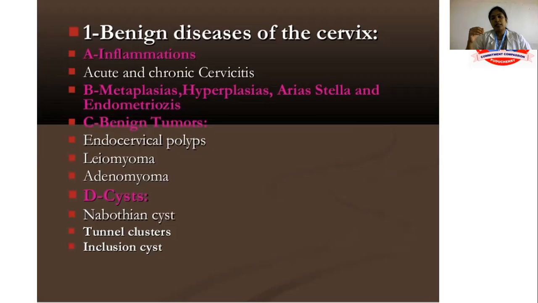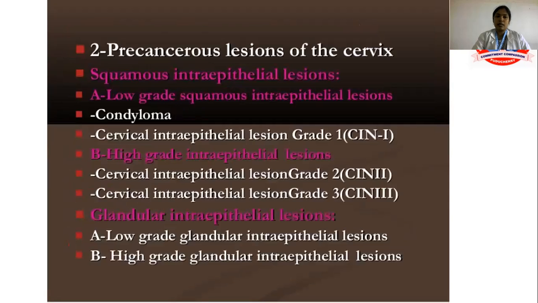Then you have metaplasias. What is metaplasia? Metaplasia is nothing but transformation of one type of epithelium into another type of epithelium, which is called as metaplasias. Okay. Then you have hyperplasia, arias-stella reaction, and endometriosis. Then you have some of the benign tumors. Benign tumors in cervix include endocervical polyps, leiomyomas, and adenomyoma. And some of the cysts, Nabothian cyst, tunnel cyst, and inclusion cyst can occur in cervix.